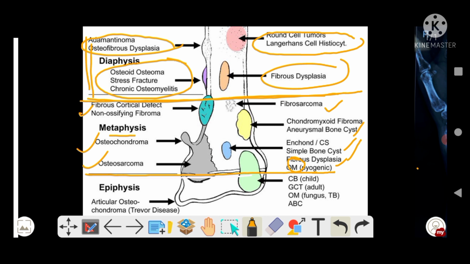And in epiphysis you can see giant cell tumor, osteomyelitis of fungal and tuberculous origin, then aneurysmal bone cyst, articular osteochondroma, also known as Trevor disease, very important. All these conditions we can find in epiphysis, also chondroblastoma in children. So remember the conditions location-wise. Even if an x-ray or any clinical scenario is provided, if you can remember the tumors with their locations, it will be easier to get to an answer.